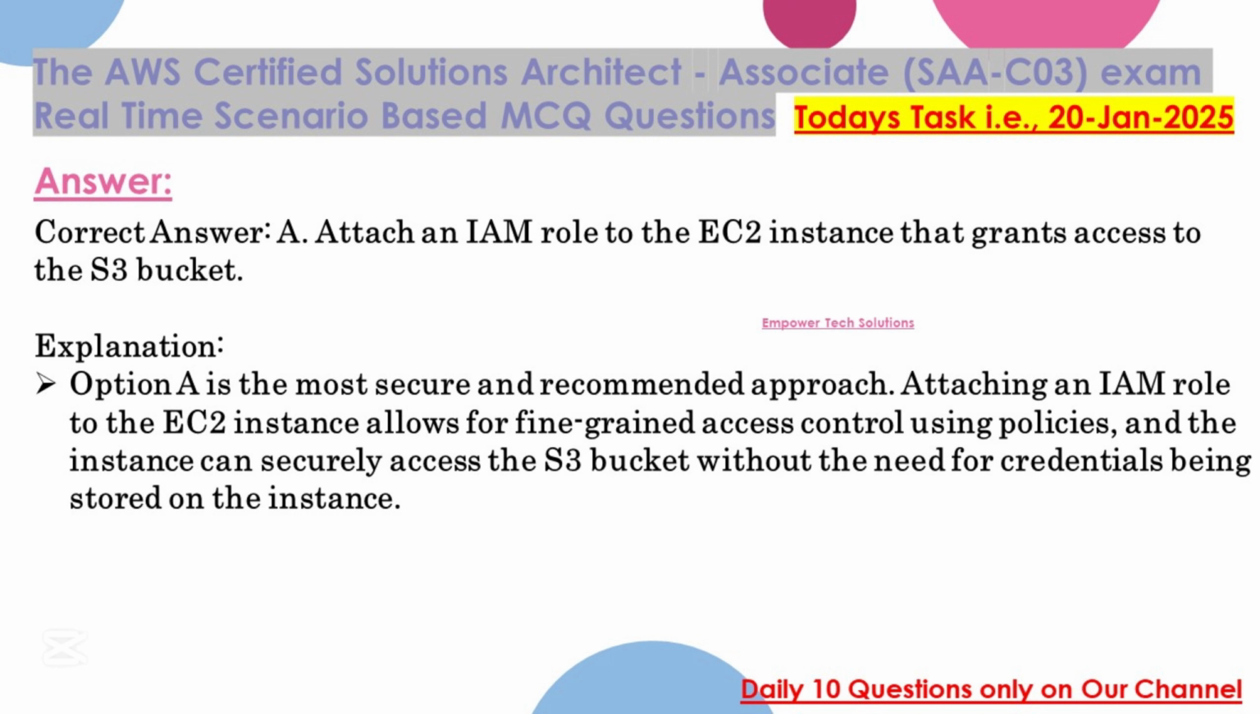Correct answer: A. Attach an IAM role to the EC2 instance that grants access to the S3 bucket. Explanation: Option A is the most secure and recommended approach. Attaching an IAM role to the EC2 instance allows for fine-grained access control using policies, and the instance can securely access the S3 bucket without the need for credentials being stored on the instance.